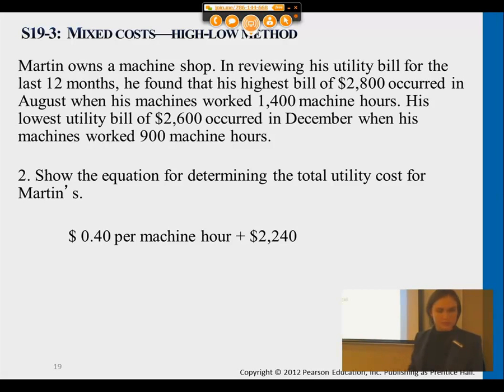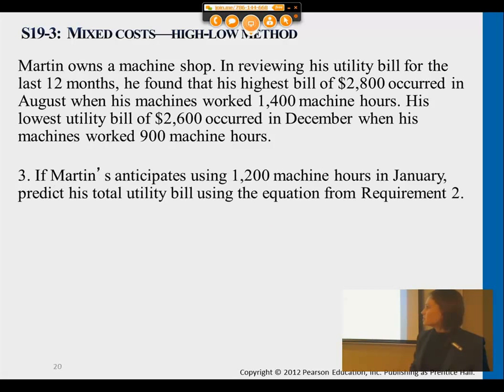Okay, that's not it. There's another part. Here you go. So if Martin's anticipates using 1,200 machine hours in January, we want to figure out what is the total utility bill using the equation from the very first slide. So how am I going to calculate my total utility bill? What am I going to do? It's going to have two components. One is a fixed cost. The other one is a variable cost, right? My utility bill is a mixed cost.